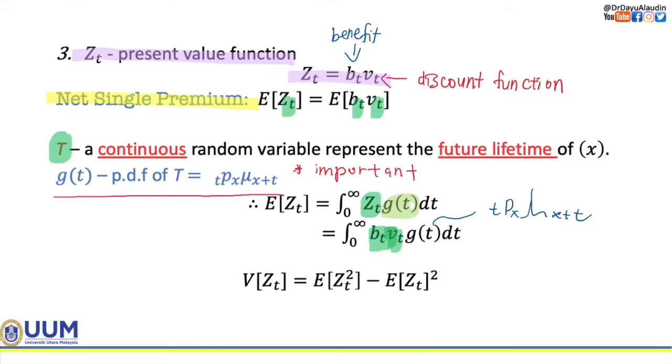Then we can also find the variance for the present value function. This is for VT squared, e to the power of negative 2 delta t, and this is the NSP squared, the value from here.